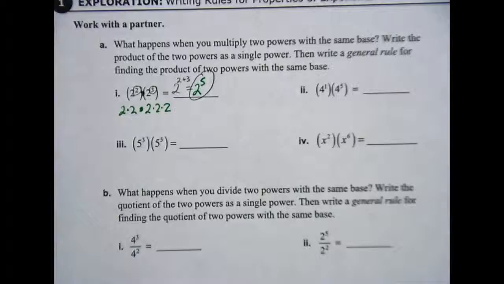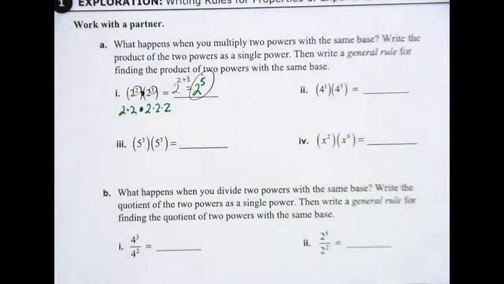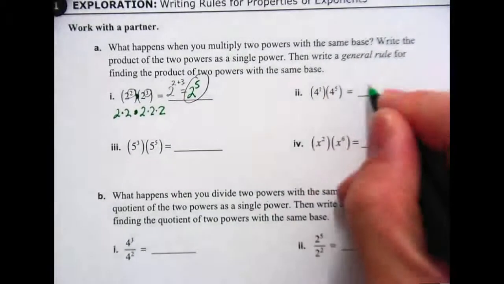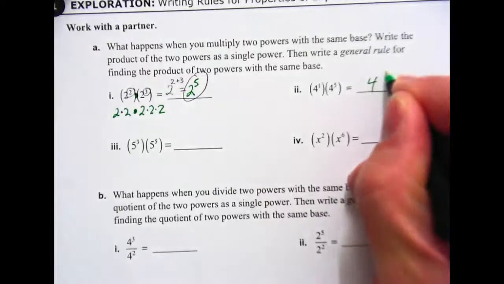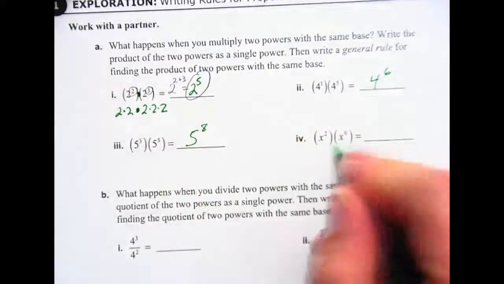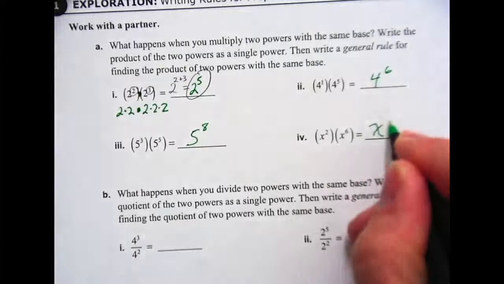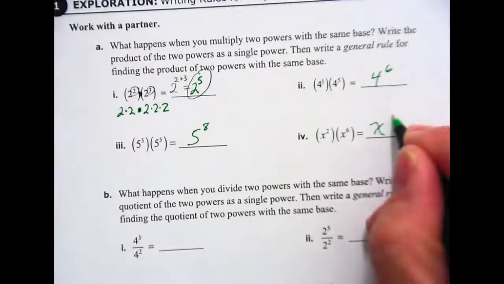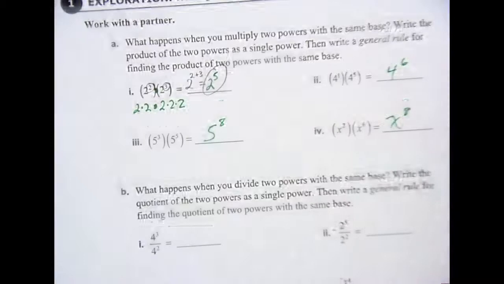All right, now how many of you did that? Okay, so this one actually became 4 to the what? 6. 5 to the 8, and x to the 8. All right. Dude, it's tough. All right.